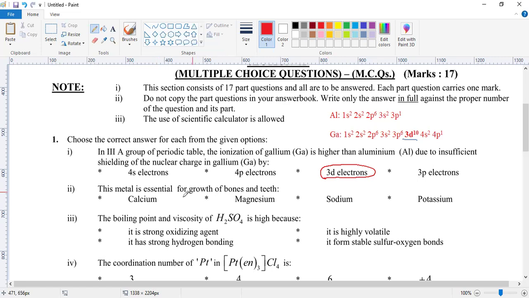This metal is essential for bones and teeth. So bones and teeth both require calcium. This is the general fact.